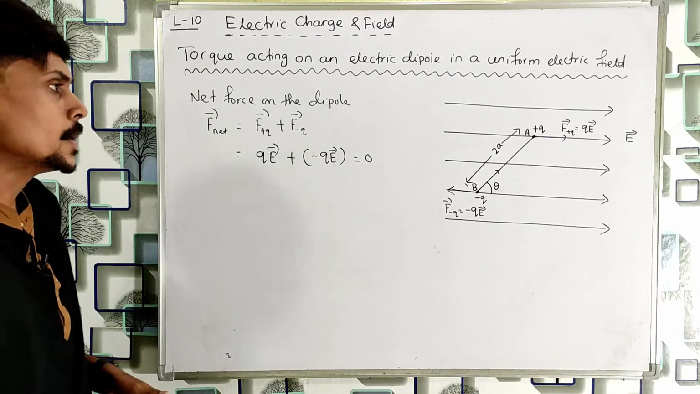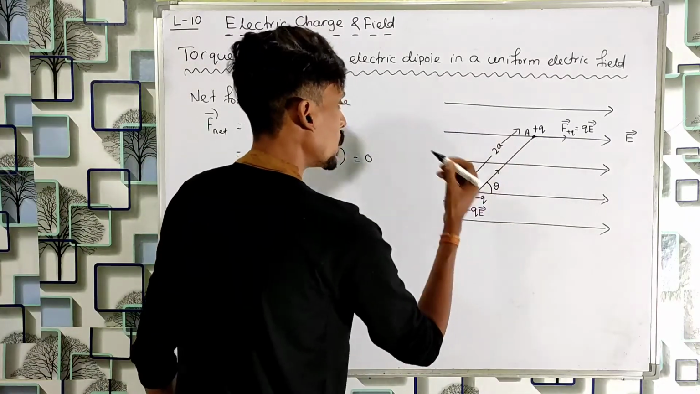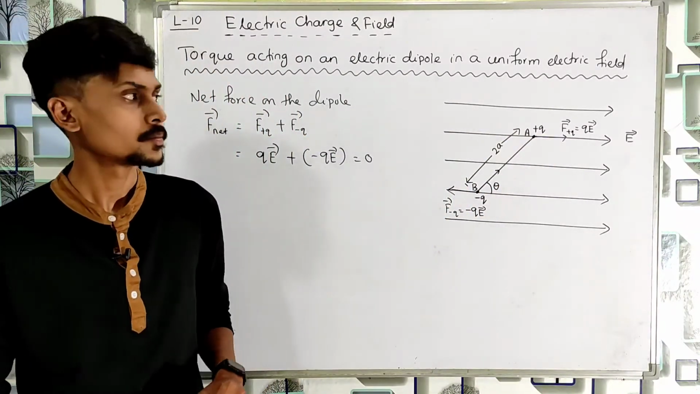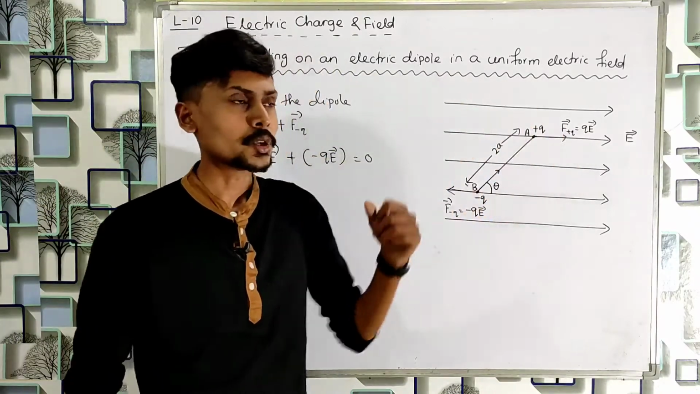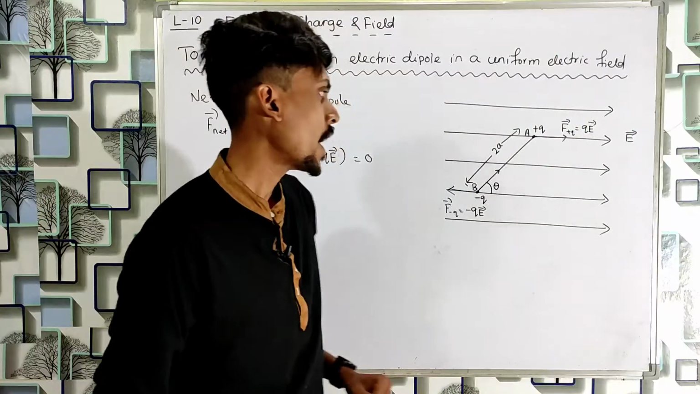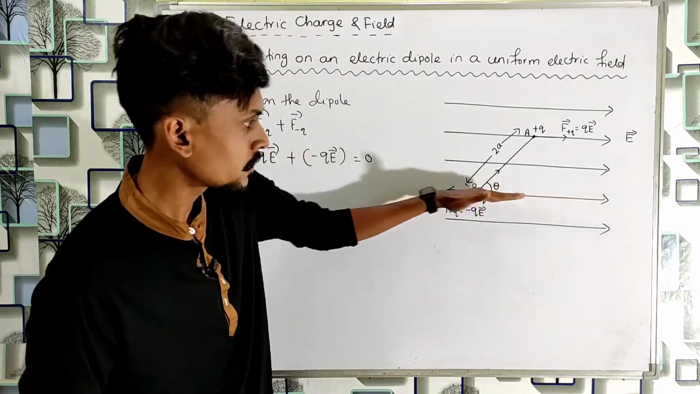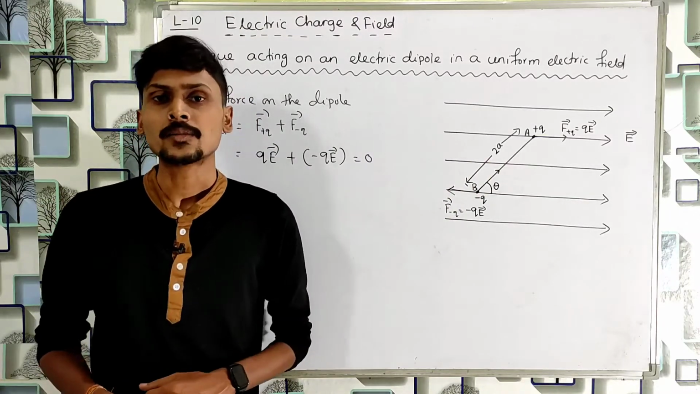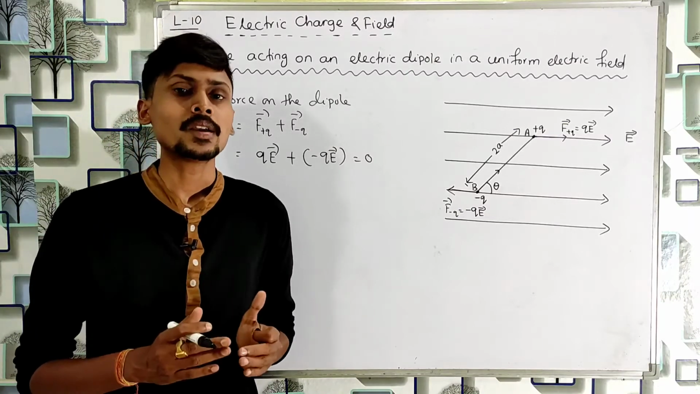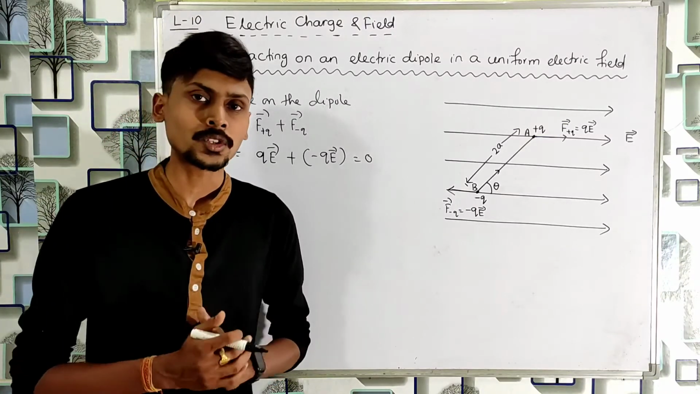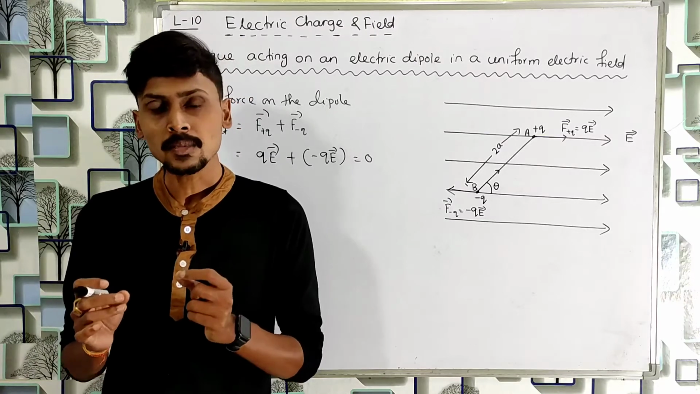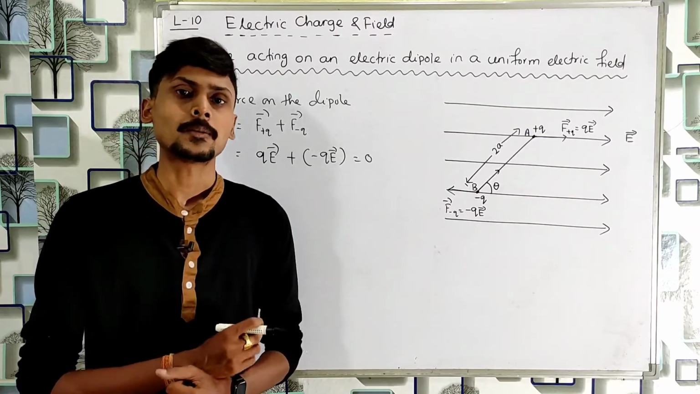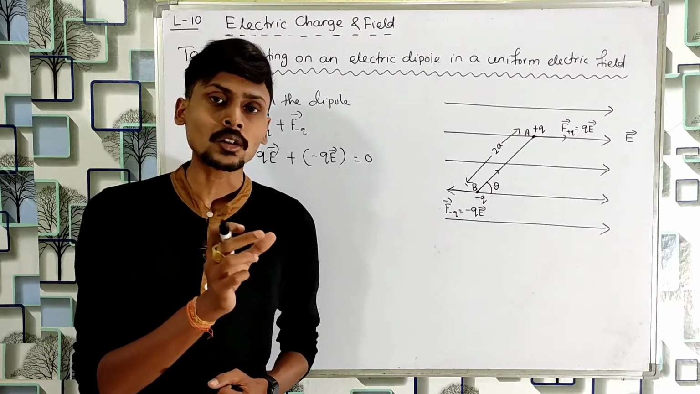Is that clear? But look at the two equal and opposite forces. Their lines of action are different. The force F plus Q is acting along this line and F minus Q is acting along this line. They don't have the same line of action. In class 11 we had discussed that if a body is acted upon by two equal and opposite forces, and they don't have the same line of action, then those two forces form a couple, and the couple exerts a torque on the body.